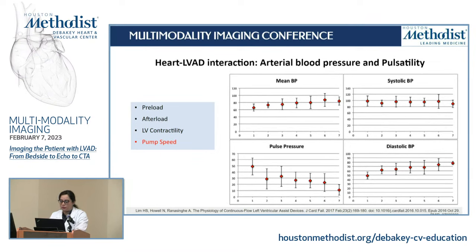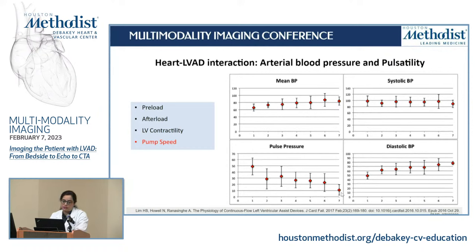So this is where I was talking about what happens to arterial blood pressure and pulsatility. As you increase the pump flow, the mean blood pressure increases. The systolic blood pressure actually decreases or remains the same. The diastolic blood pressure increases. So on Doppler, you see both systolic flow and diastolic flow in the inflow cannula, and I'll show an image of that. And overall, the pulse pressure decreases. This is what happens with incremental speed.